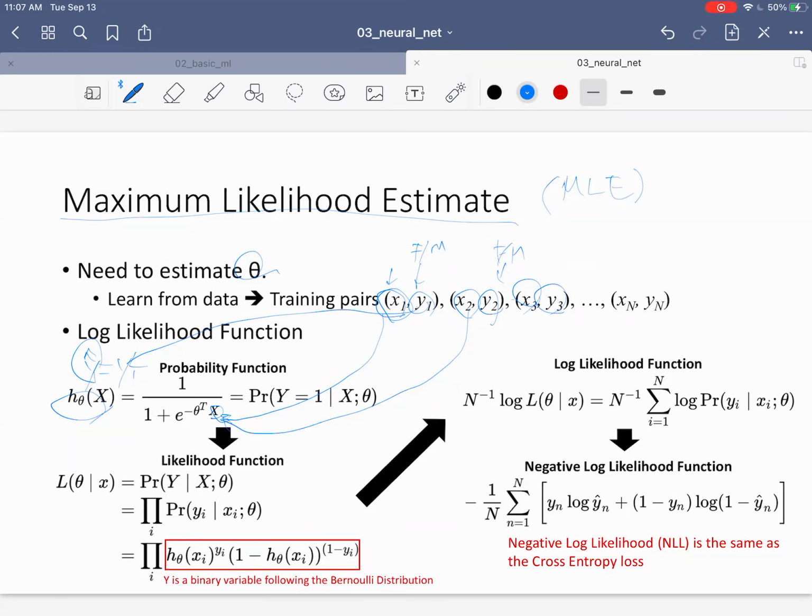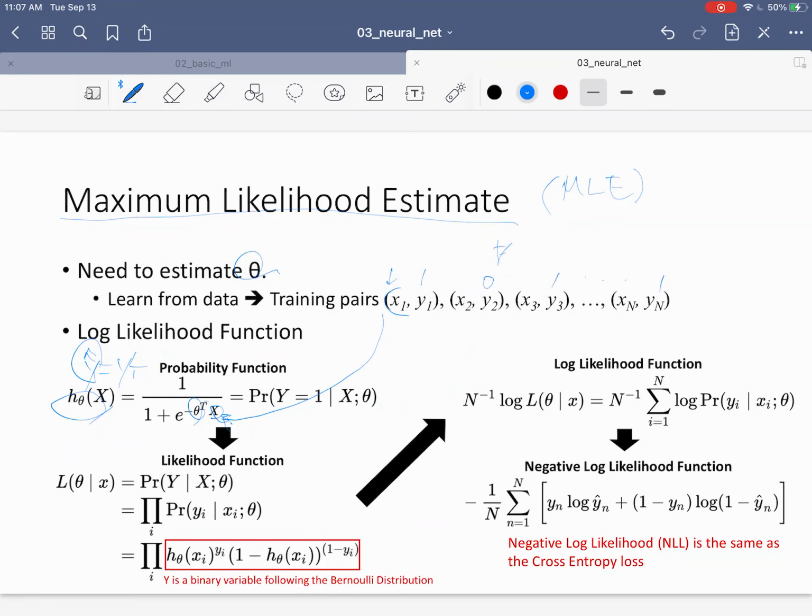So that is how we want theta to behave. Given a proper theta, when given x1, the output would be as similar as possible to y1. Since this is a binary variable, all the y's would be either 1 or 0, right? Let's call this 1, 0, 1, all the way to maybe 1 here.